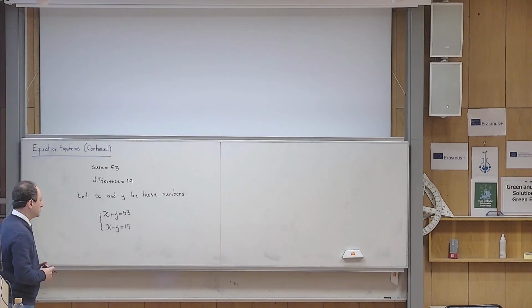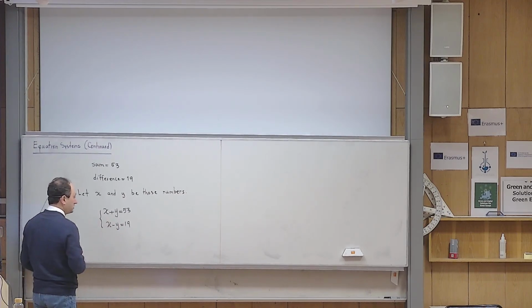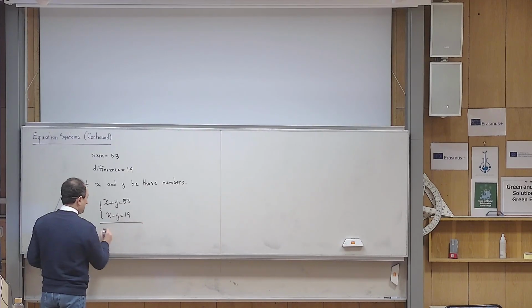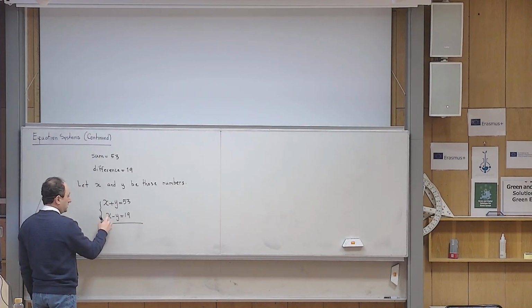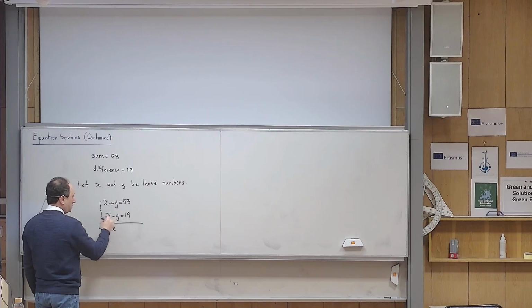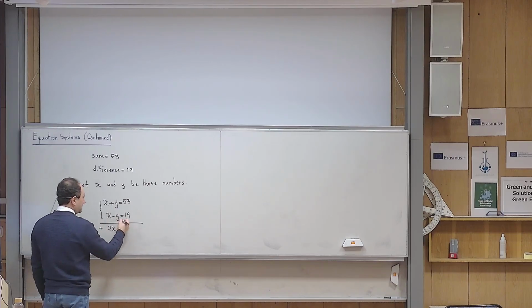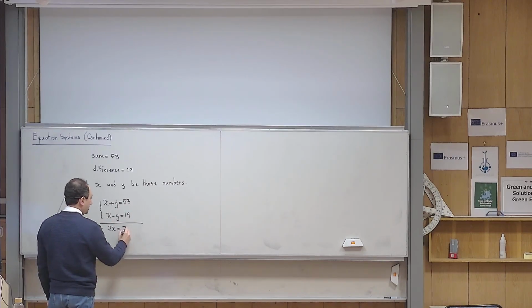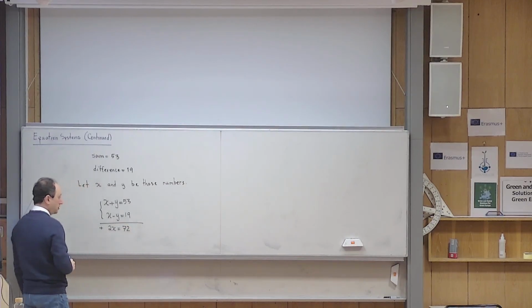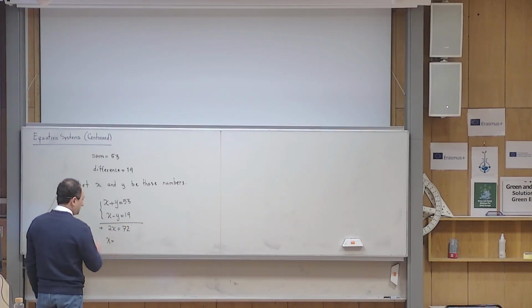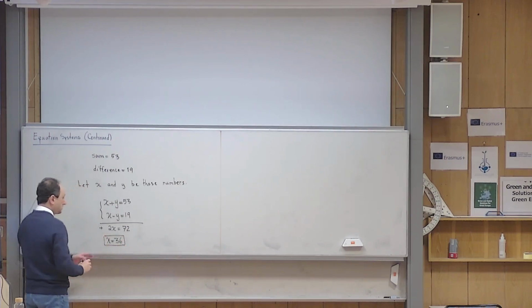This system is extremely simple. I can use the addition method here. For example, I add them. x and x becomes 2x. y and y are cancelled. 19 plus 53 is 70. And then I am looking for x, so I divide by 2. It becomes 35. And x is 35.